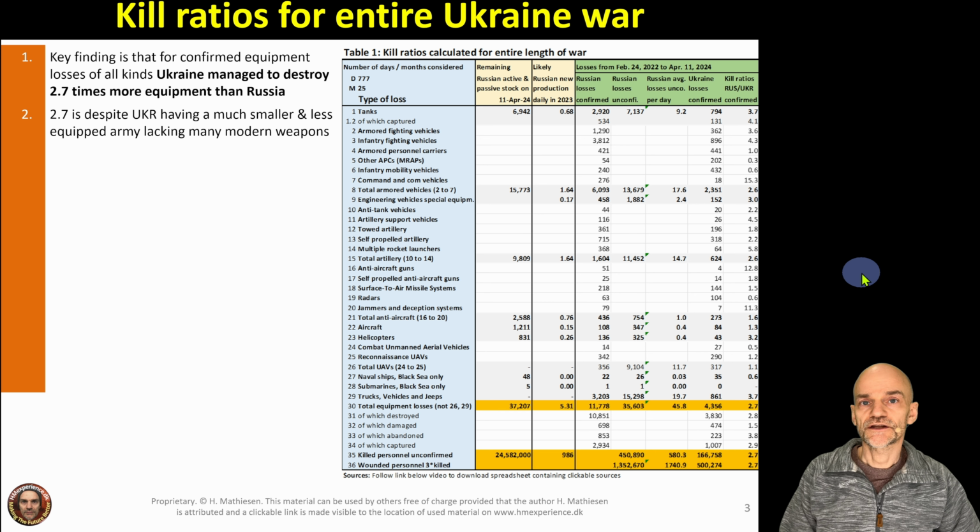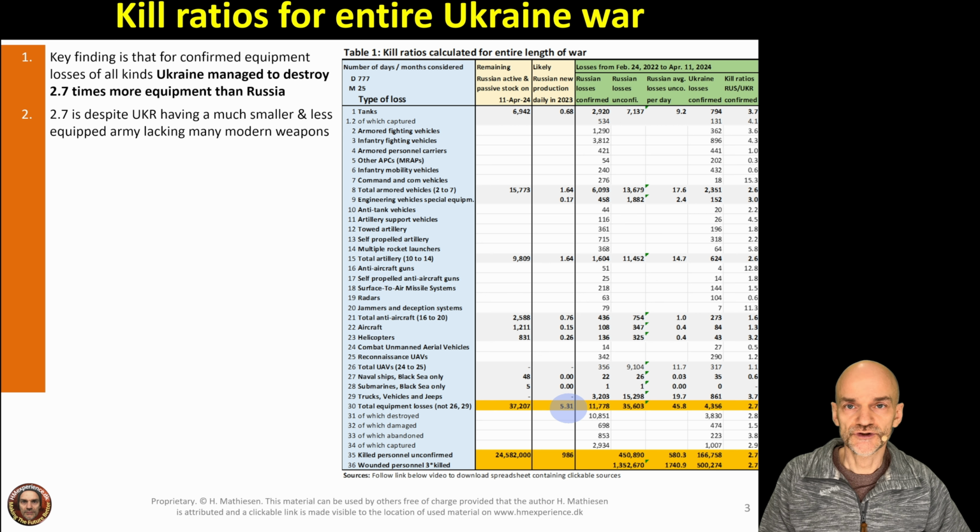We should also look at the unconfirmed equipment losses. They are here, Russian losses unconfirmed. They are about 35,000 pieces of equipment. And if you divide that number by 777, the number of days that this covers, the entire war, then you get 46 daily equipment losses for Russia. That should actually be compared with how many new pieces of equipment Russia can produce currently. Well, they can only produce 5.3 pieces of equipment, so obviously it's not sustainable.